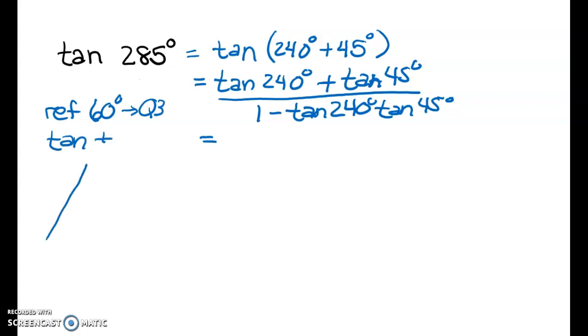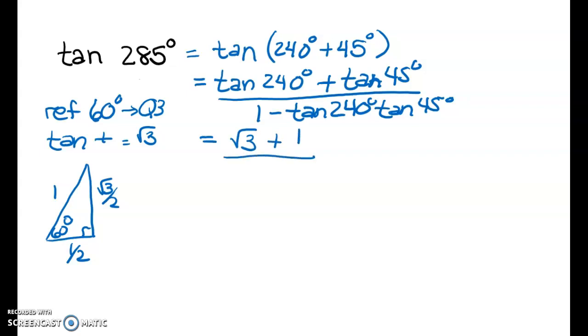So let's draw a 30, 60, 90 triangle. 60 degrees. So this is rad 3 over 2, this is 1/2, and this is 1. So it's going to be rad 3 over 2 over 1/2. So this is going to be equal to just radical 3. So the tangent of 240 degrees is radical 3. The tangent of 45 degrees is 1. So then we have radical 3 times 1. So we get radical 3 plus 1 over 1 minus radical 3.